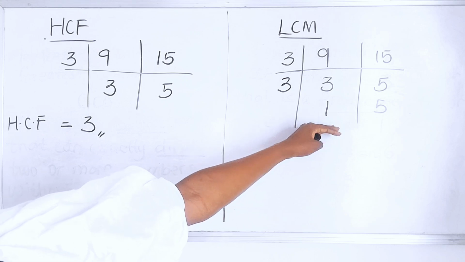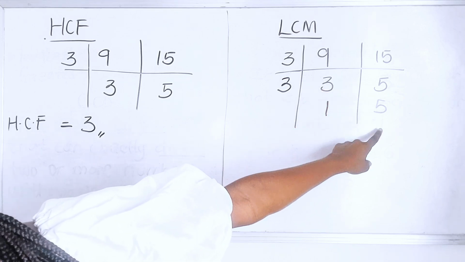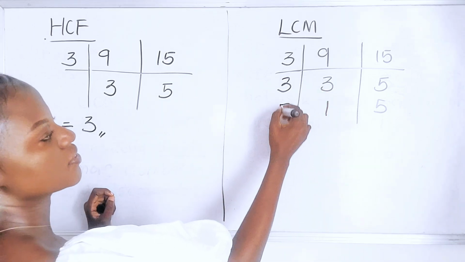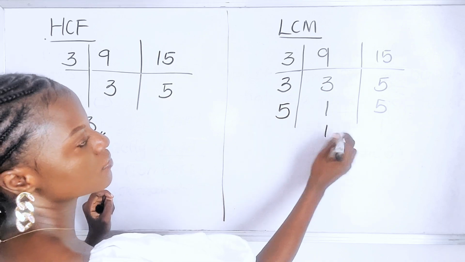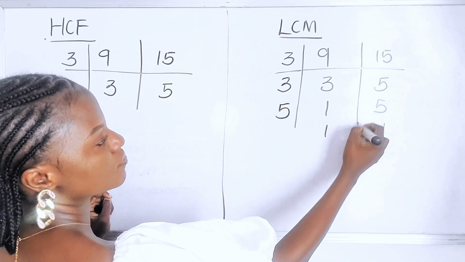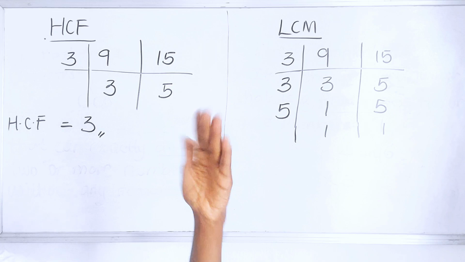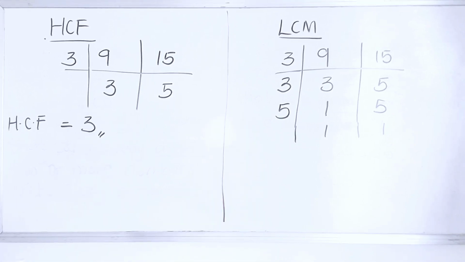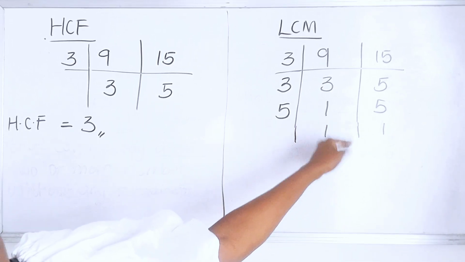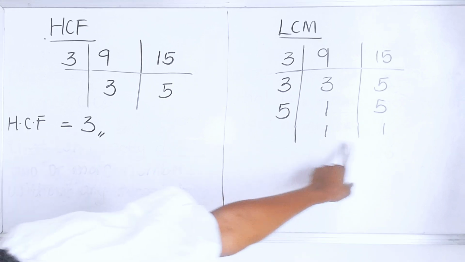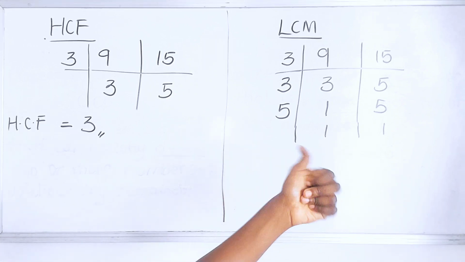Moving on, we have gotten 1 here. We can move on from here to here. So what can go in 5? 5 itself. So 5 in 1 is 1. 5 in 5 is 1. Remember, 5 in 1 is, of course, you know, it's 0 point something continuously, but in this case, you just write 1 again. So when you get to 1, 1, you know you're done with your LCM.